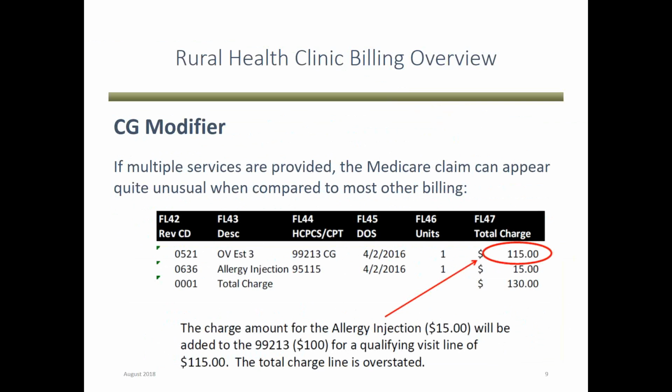The billable encounter of 99213 is identified with the CG modifier, telling Medicare that this is the line on the claim form which represents the billable encounter. However, during this service, an allergy injection is administered to that patient. The allergy injection, with procedure code 95115 and a charge of $15, is also identified on the claim form.